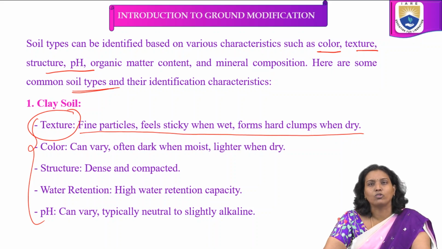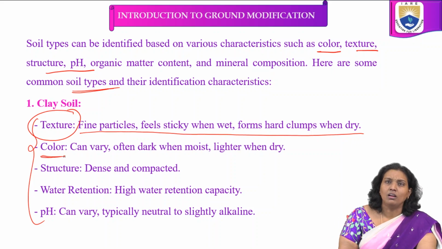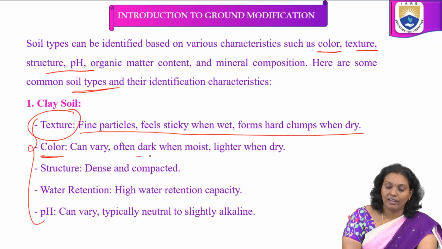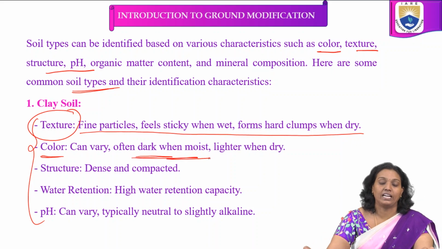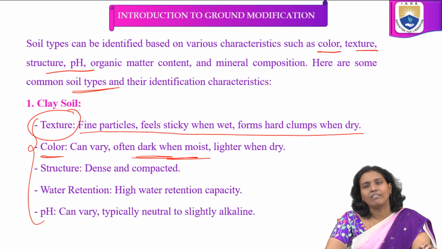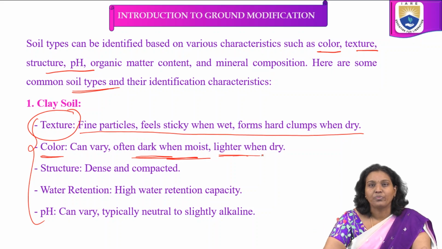Next, we go to color. In clay it can vary, often dark when moist, lighter when dry. So when we are identifying whether the soil belongs to clay or not, when it is in a wet, moist condition the color is on the dark side, and whenever it dries it is on the lighter side. So that comes under clay soil.